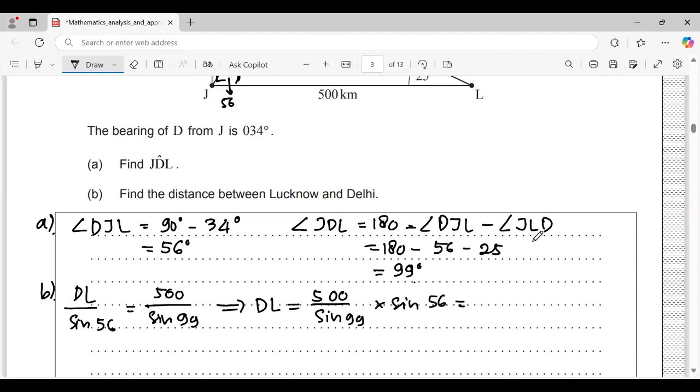And if we calculate, the result is 419.685. Rounded off, it becomes 420 kilometers.